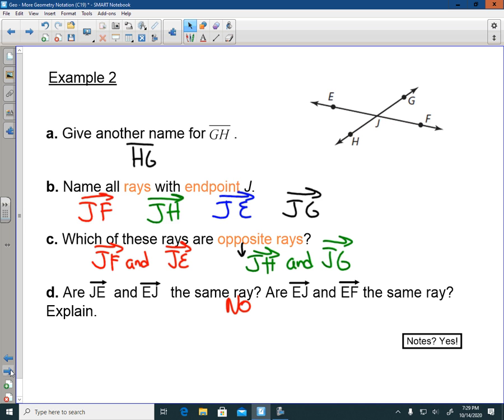What about EJ and EF? EJ starts at E and goes out through J. And then EF starts at E and goes out through F, which also kind of goes through J. Are those the same ray? Yes, they are. You could call it either thing. They have the endpoint of E and they go in the same direction. EJ and EF are definitely the same ray.